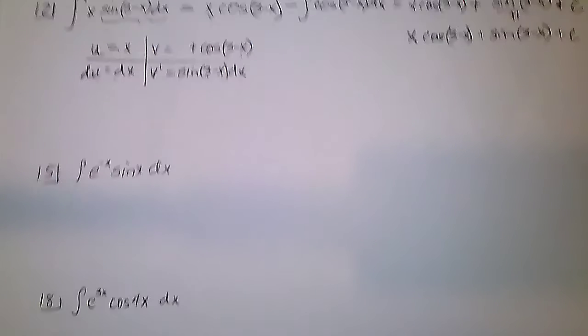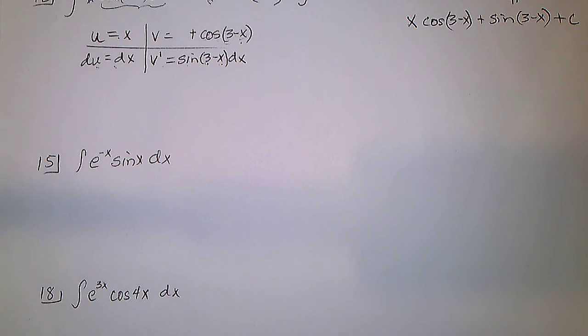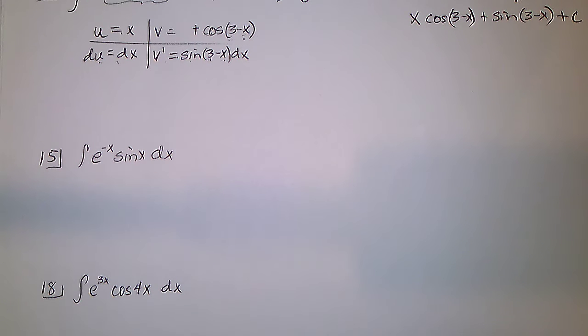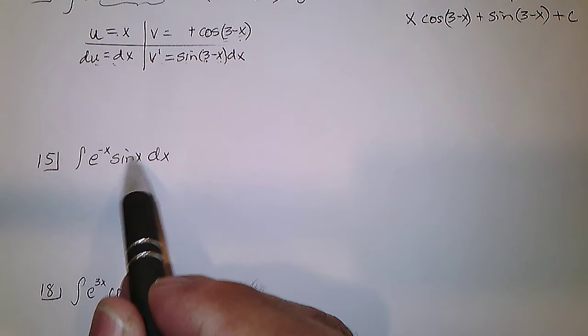Okay, 15. Now 15, neither one of these is going to get simpler when we take the derivative. So you can do this by letting u be one and dv be the other, and it doesn't matter which one you let be which. It's going to do a circular thing, because neither one of them is going to disappear.